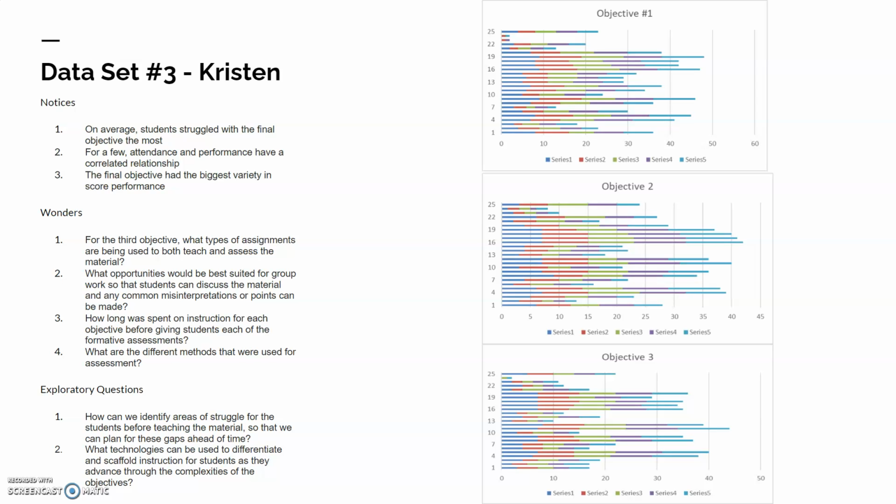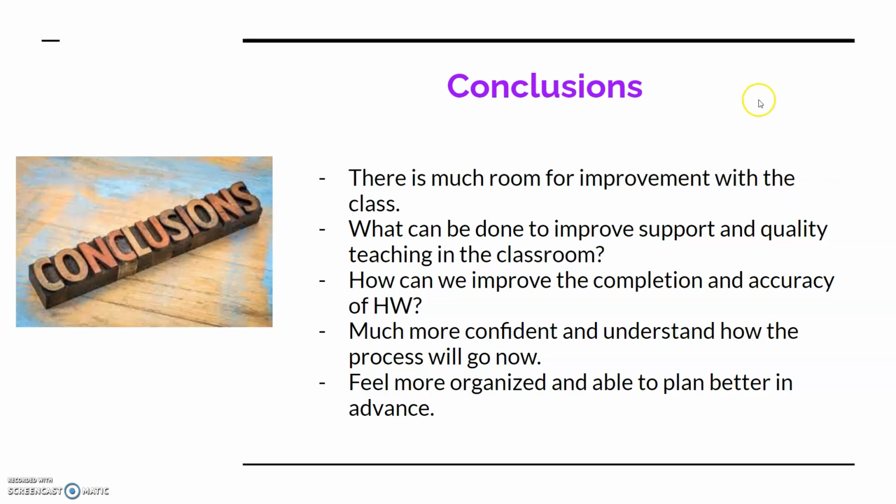So our conclusions: there's much room for improvement with the class. We noticed that many are not meeting standard. What can be done to improve support and quality teaching in the classroom? And how can we improve the completion and accuracy of homework, which looked like the biggest problem to us as a group?